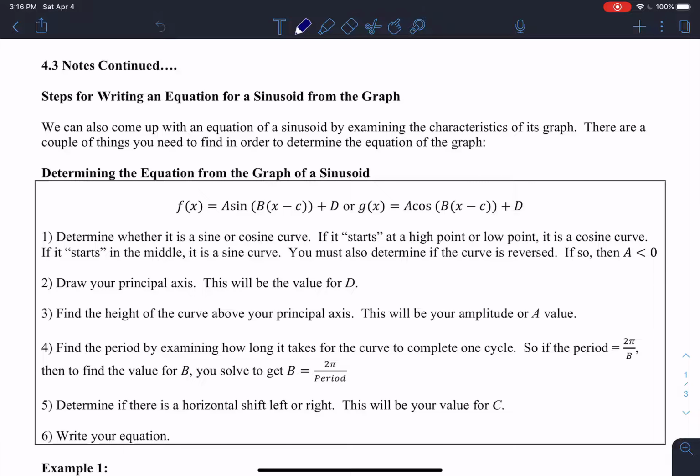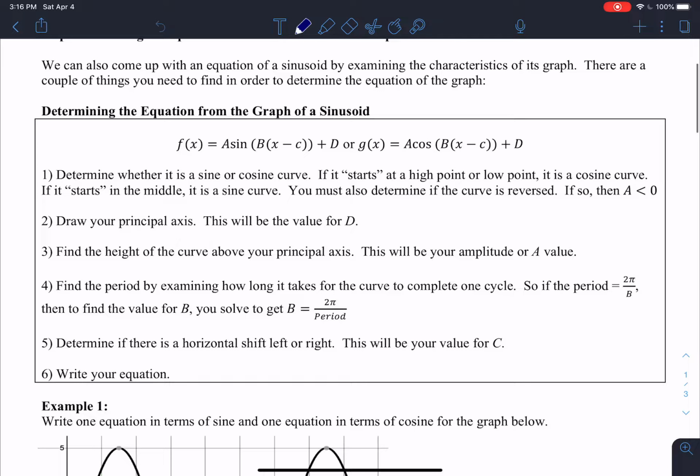Now the cool thing is that you're going to be able to write a sine and cosine equation for every graph, right? It all just depends on the point that you start with, and that'll tell you which equation you're going to use. So the first bullet point is figure out if you're going to write sine or cosine. If it's at a high point or a low point, it's going to be cosine. If it starts at the middle, it's going to be a sine. Think about when you were graphing: cosine always started at a high or a low point, depending on if it had a reflection. If you're starting on the principal axis, that's going to be a sine curve, okay? So just keep that in mind.